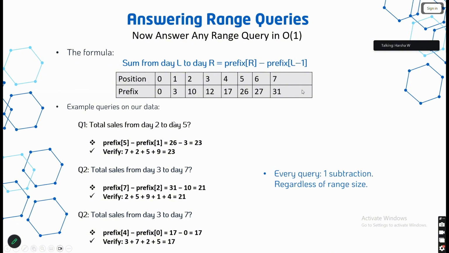So look at the example question: total sales from day 2 to day 5. What are we going to do? Prefix 5 minus prefix 1. So 5 means R, and 1 because 2 minus 1 is 1. We get the data, we deduct it. So this is the final verification. Quickly, we can do it.